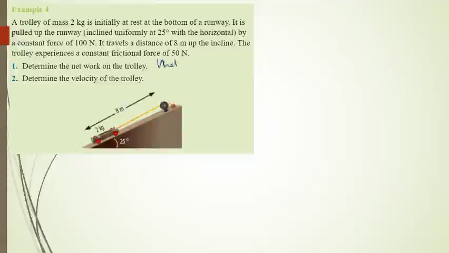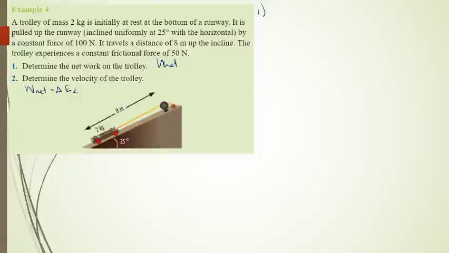And over here, determine the velocity. Well, velocity is in kinetic energy. And we know that the change in kinetic energy is equal to my net work. So if I can find my net work from this previous question, I can then determine the velocity. For me to find my net work, I need to find all the separate work components. So now let's draw our force diagram, because that always helps us identify the forces that we are having to deal with.